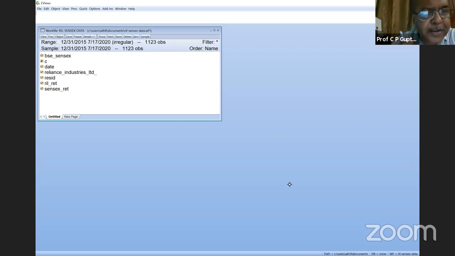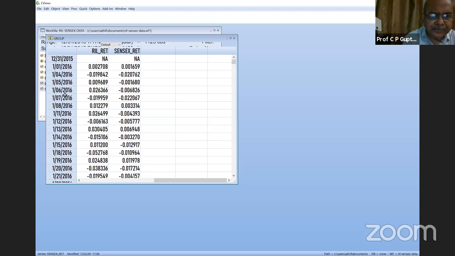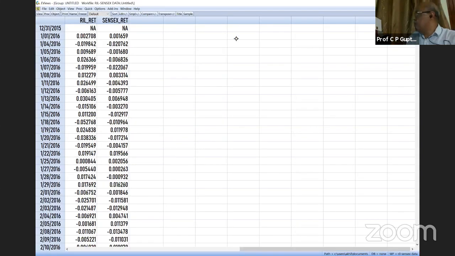Friends, we know that prices are not stationary. So we are working with Reliance return and Sensex return. So friends, please select both of them together, enter. So we get this series of Reliance and Sensex. Are you able to open it?